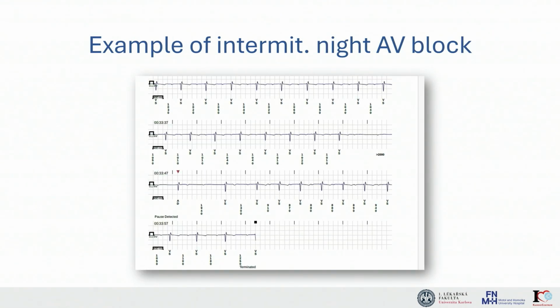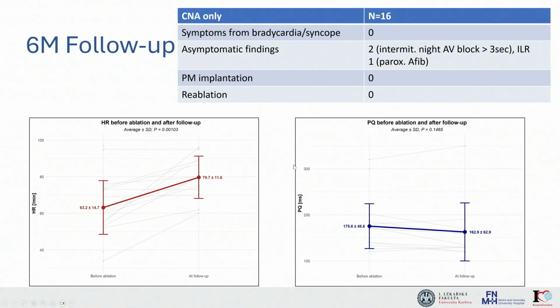This is an example of a patient where we saw some clinical or asymptomatic AV blocks, but this is just during the night. So we started with this approach in the second half of the previous year. Finally, we now have 16 patients with 6 months follow-up.